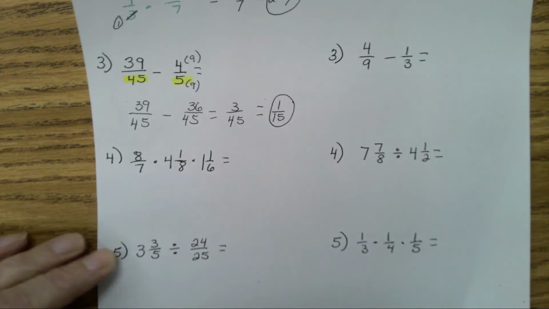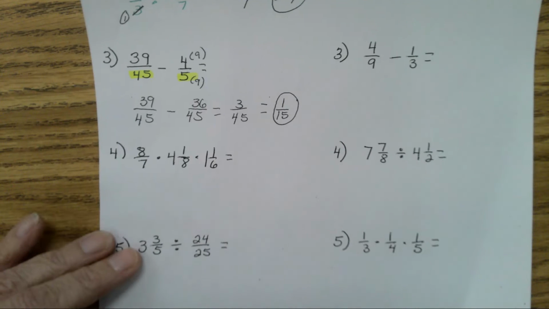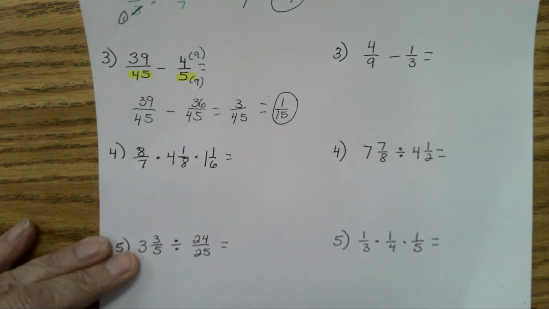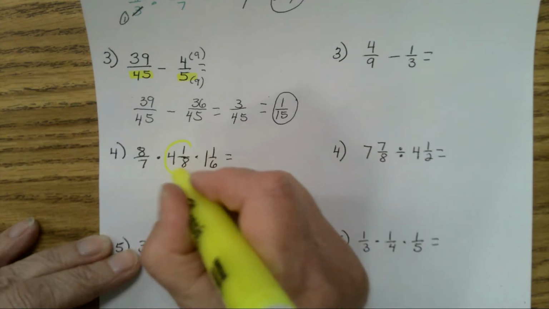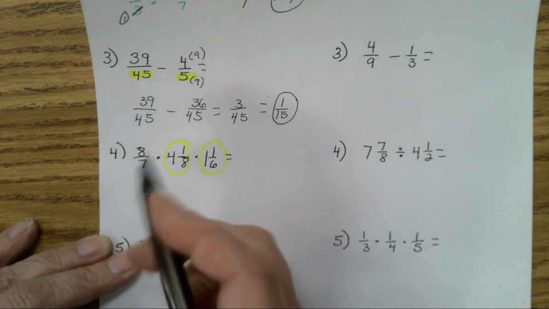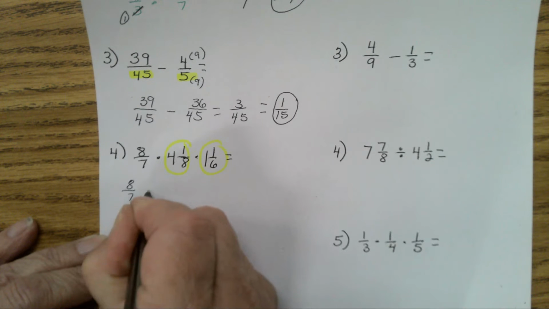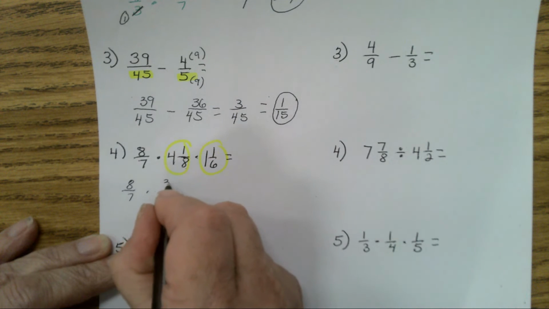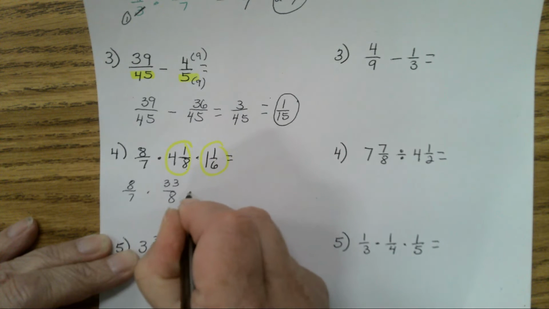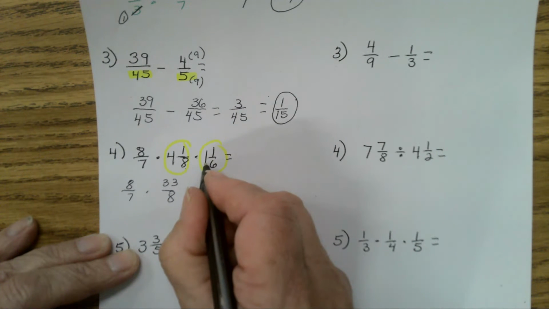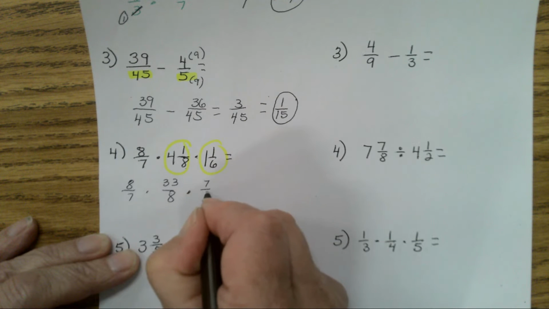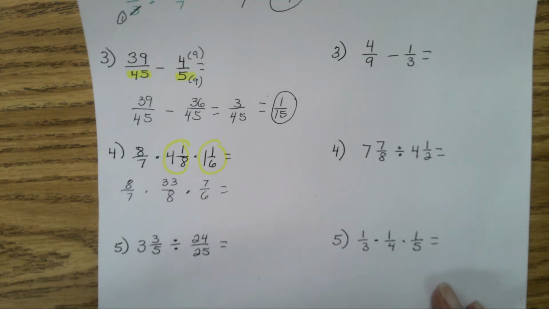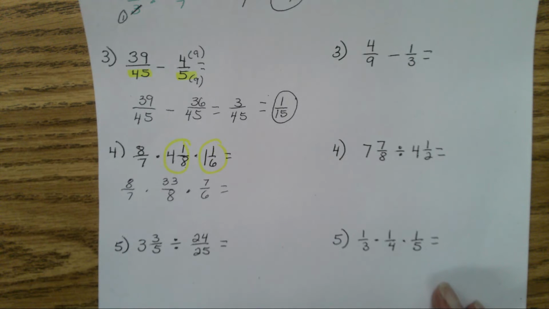Number 4, here we are multiplying 3 fractions. And the same thing as when you multiply 2, we have to change these to improper fractions. So I'm going to start off with 8 times 4 is 32, plus 1 is 33 eighths, times 6 times 1 is 6, plus 1 is 7. Now you're thinking, oh, this is going to be hard. I got to do this. But you simplify before you multiply, and you're going to see how easy this problem is.